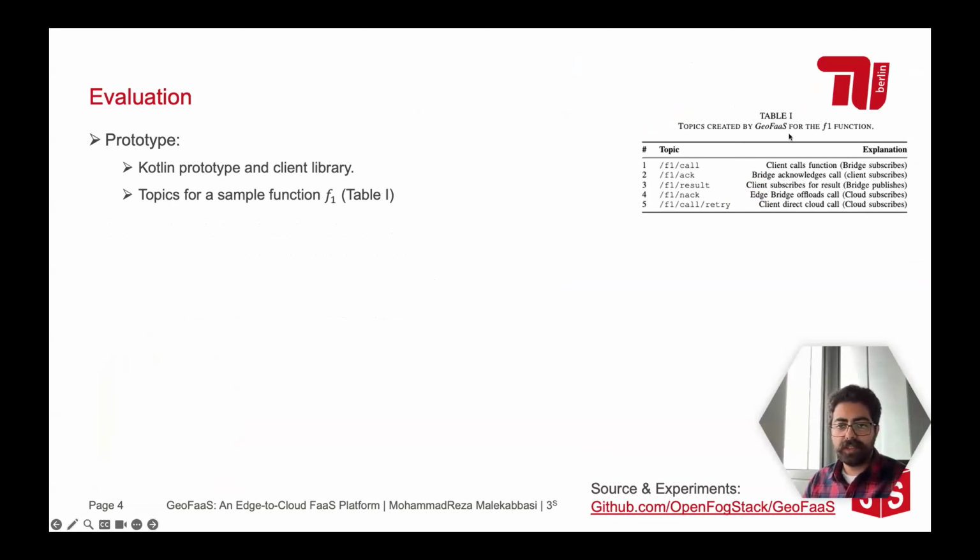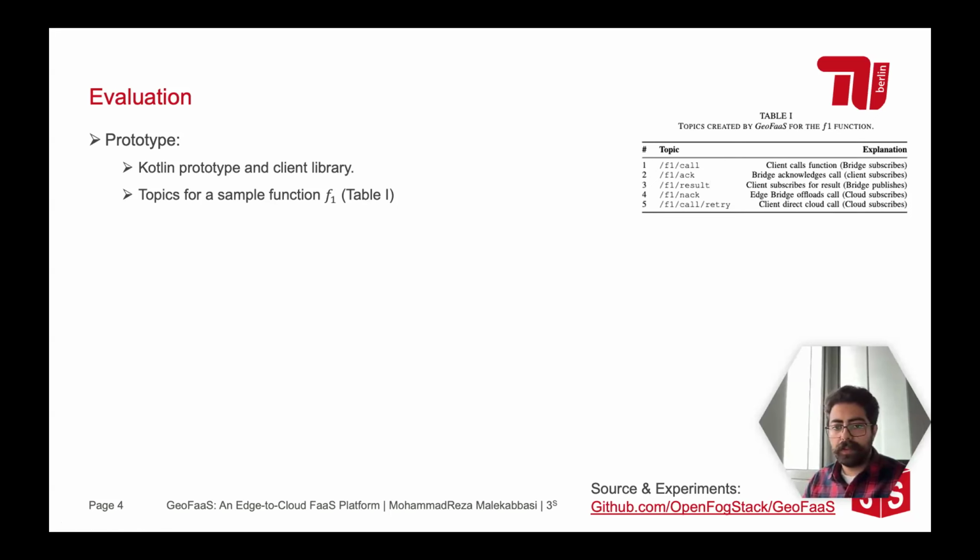For a sample function, these topics are used by GeoFaaS. So first, the bridge element subscribes to the call topic for each function it is serving, limited to its non-overlapping service area. After receiving a request, it publishes an ACK, and then publishes the result. The cloud subscribes to two additional topics from the whole world. The first one, number 4, is used by edge nodes to offload the requests transparently. And the second one, number 5, is used by clients to directly invoke the cloud.